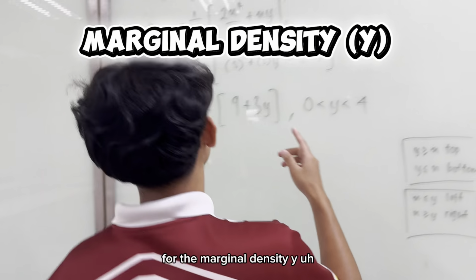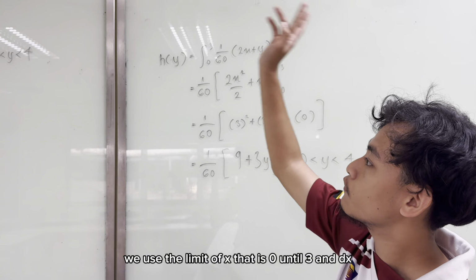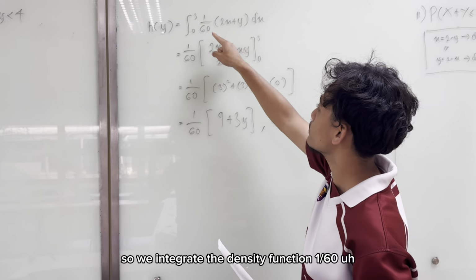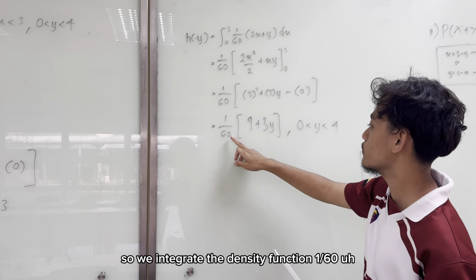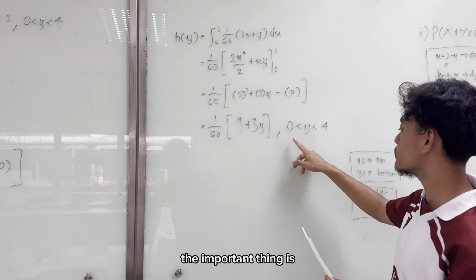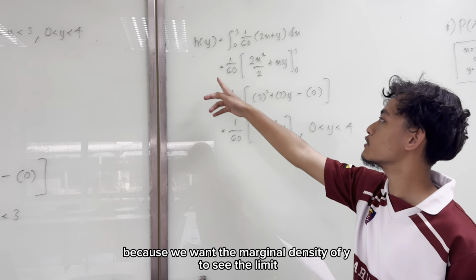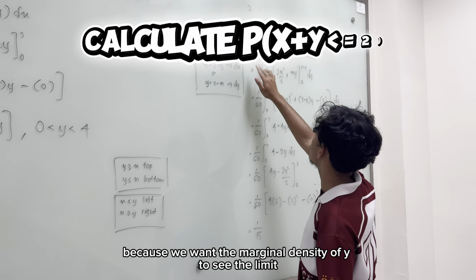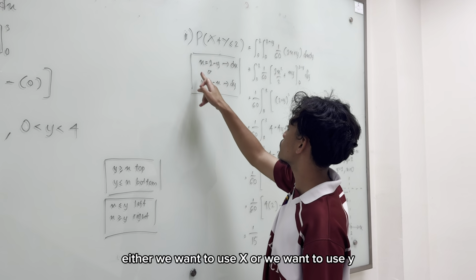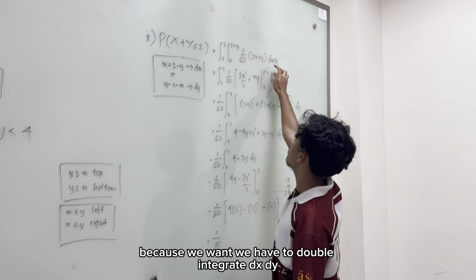For the marginal density of y, we use the limit of x, that is 0 until 3, and dx. So we integrate the density function and we will get 1 over 60 times (9 plus 3y). Like I said, the important thing is we have to write back the limit of y, because we want the marginal density of y. We have to see the limit, whether we want to use x or y, because we have to double integrate dx dy.